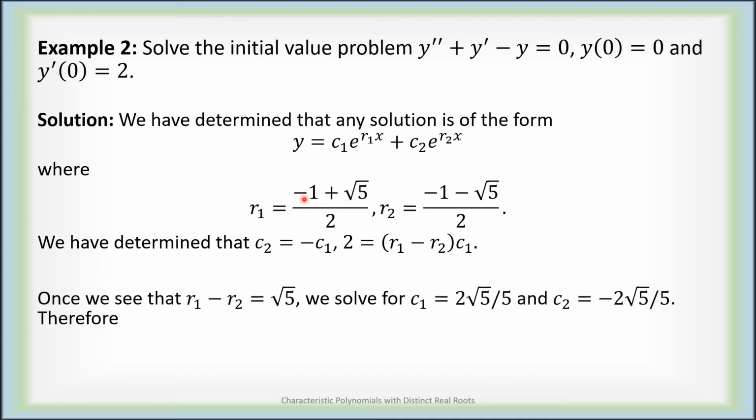If I compute this value of r1 minus this value of r2, notice that your -1/2 will cancel, and I'll have root 5 over 2 minus negative root 5 over 2, and that'll just be root 5. So r1 minus r2 is just root 5. That allows me to solve for c1 is 2 root 5 over 5, and c2 must therefore be the opposite of that, -2 root 5 over 5. So our exact solution has been found to be 2 root 5 over 5 times e to the r1x minus e to the r2x.